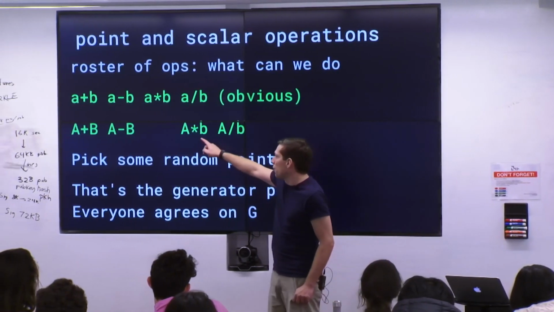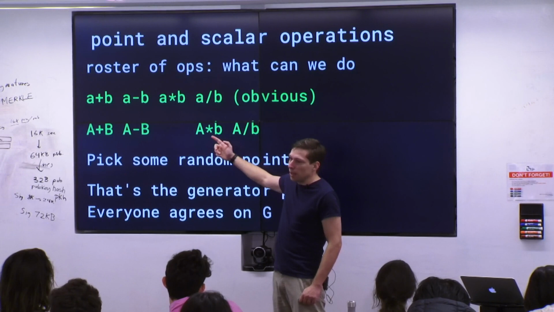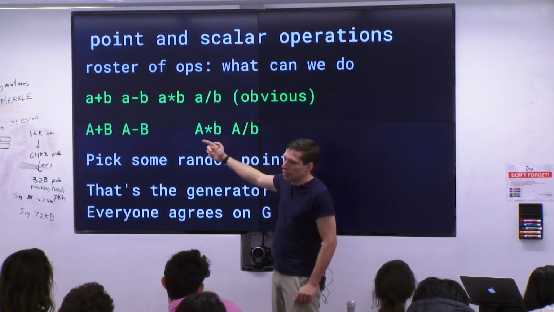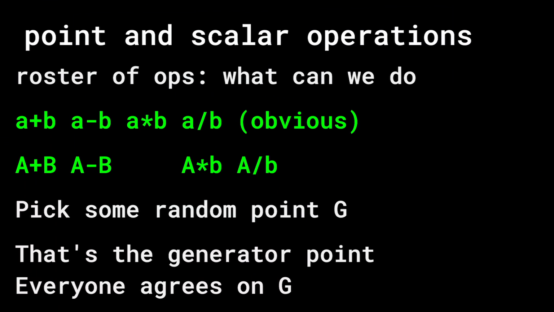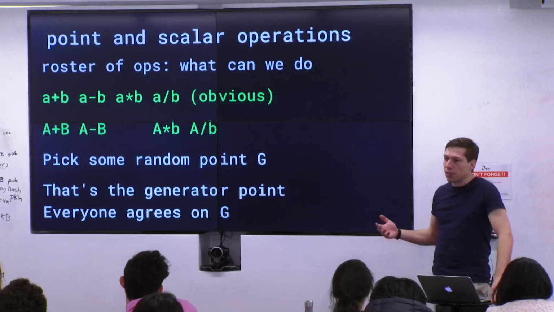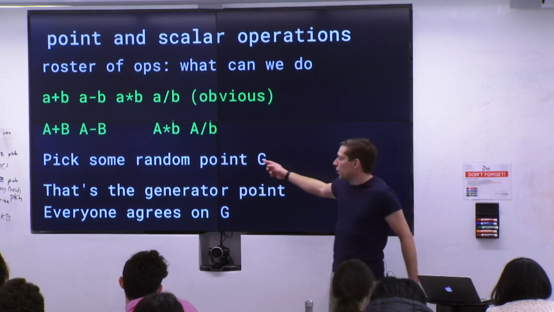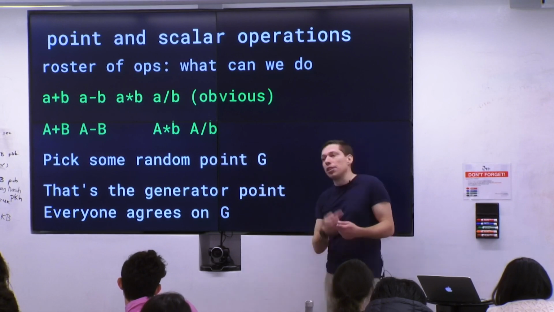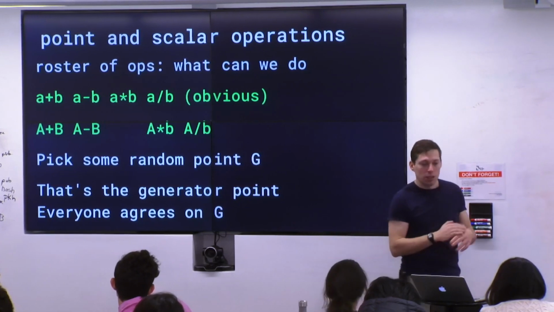Another property is that since it's all modulo this number n, if b is too big, you'll wrap around, right? So it's called a generator point because, and every point on the curve can be one. If you keep going, say 2g, 3g, 4g, 5g, eventually you'll get back to g, right? It's all finite.